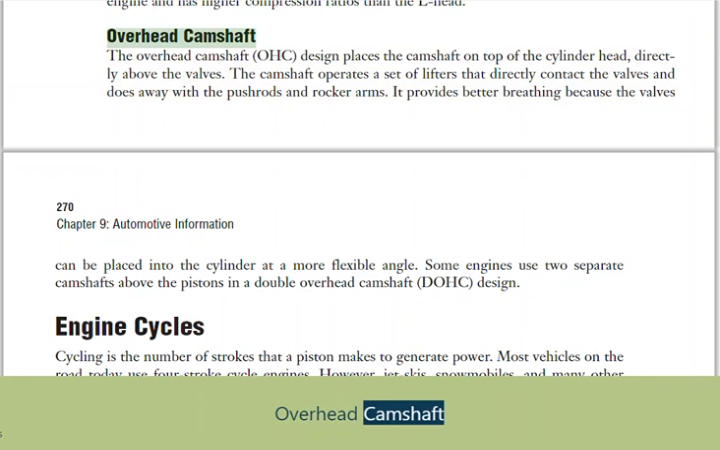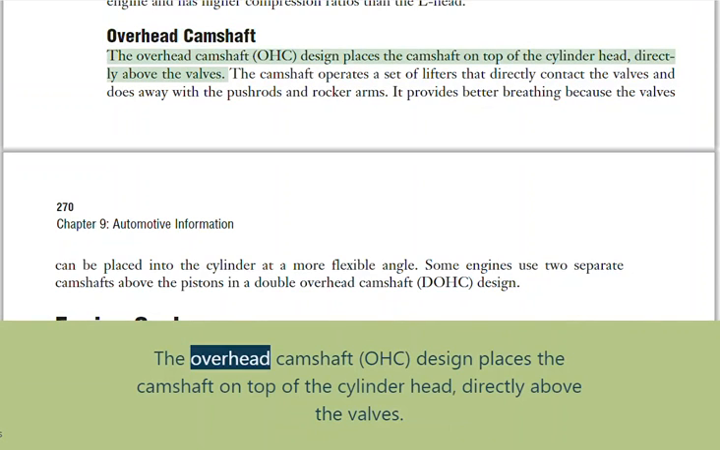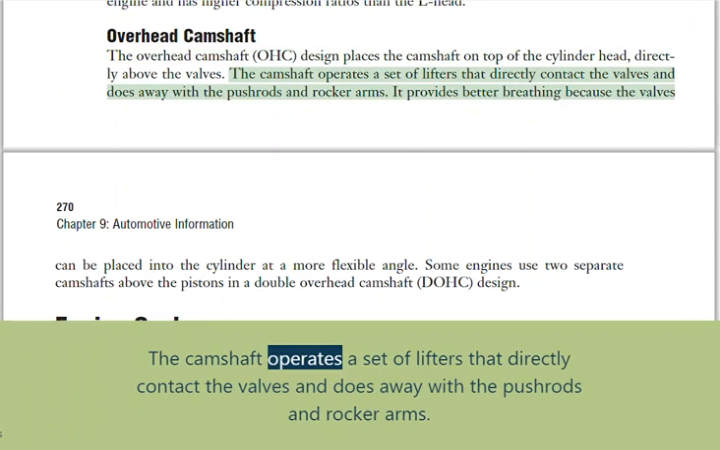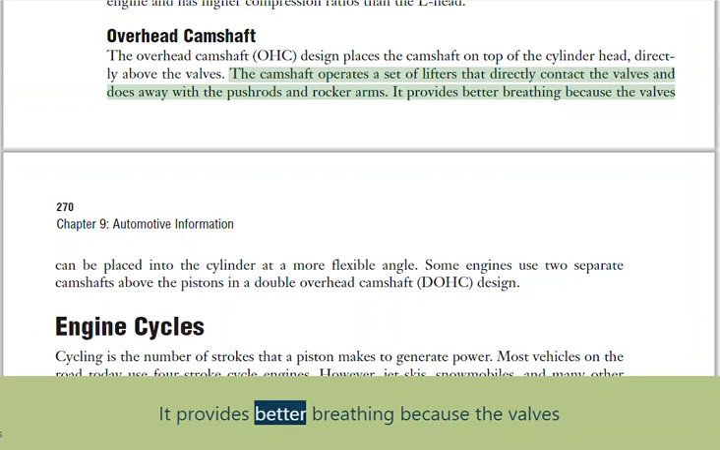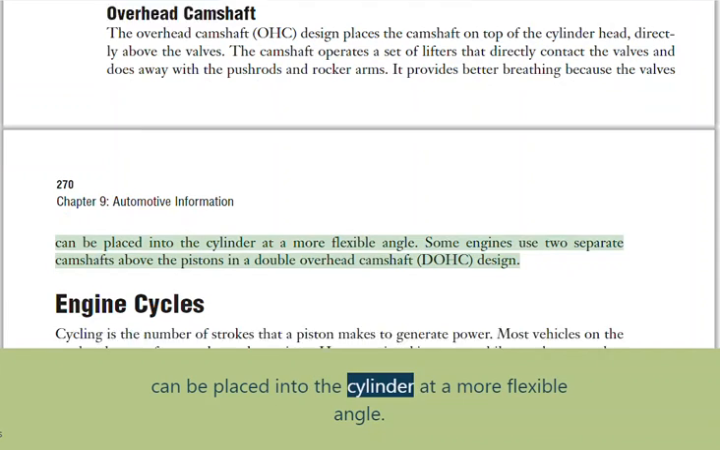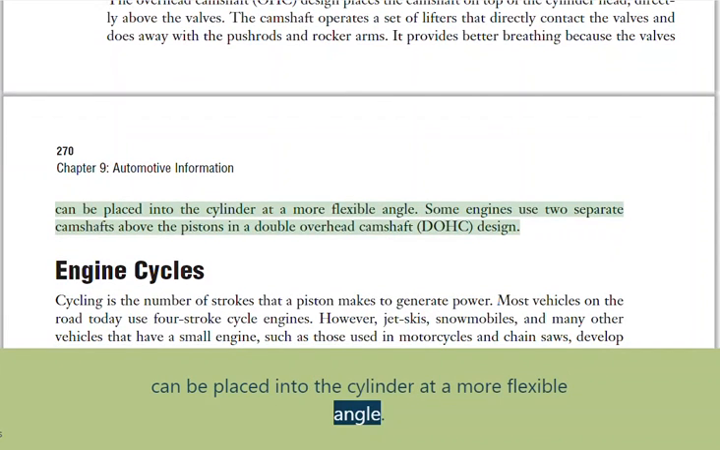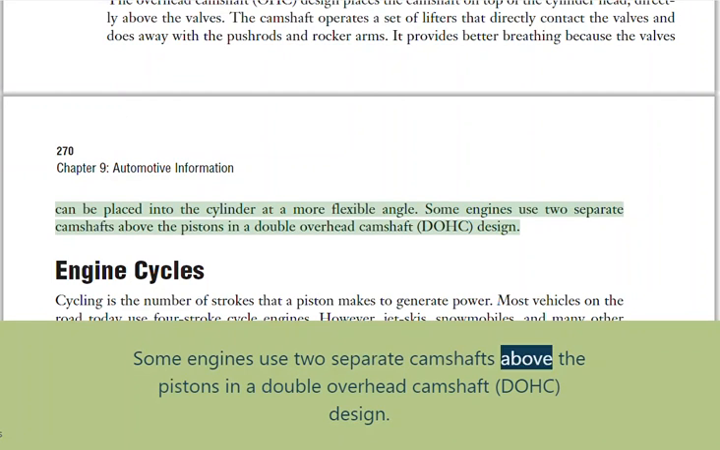Overhead camshaft. The overhead camshaft, OHC, design places the camshaft on top of the cylinder head, directly above the valves. The camshaft operates a set of lifters that directly contact the valves, and does away with the pushrods and rocker arms. It provides better breathing because the valves can be placed into the cylinder at a more flexible angle. Some engines use two separate camshafts above the pistons in a double overhead camshaft, DOHC, design.